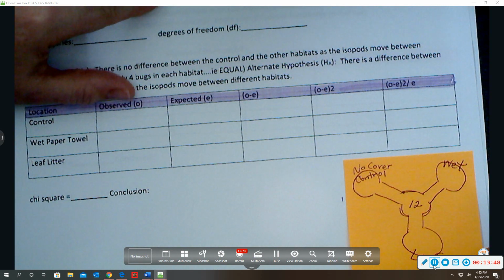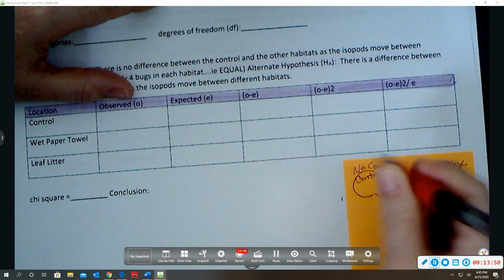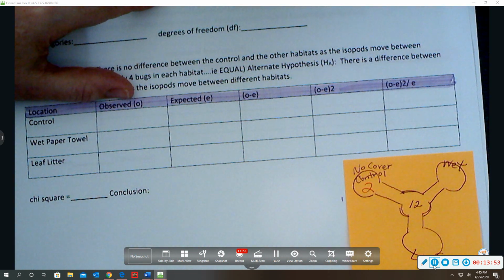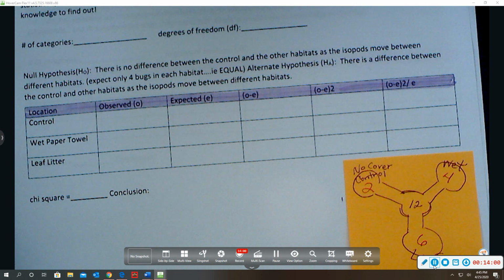At the end of the 10 minutes we found 2 in the control area. Then we found 4 under the wet paper towel and 6 under the leaf litter. So we're wondering, is this statistically significant? Do the isopods prefer the leaf litter because 6 of them went there and such?